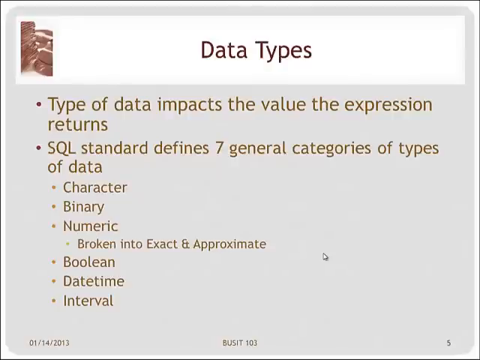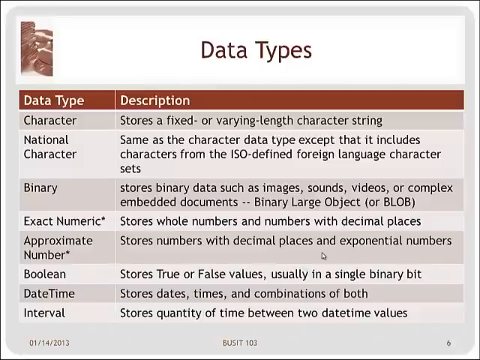The ANSI standard defines 7 general categories of types of data: character, binary, numeric, and numeric is broken into exact and approximate, Boolean, date, time, and interval. These are all shown in your book. It's important that you pay attention to these. There's also a short synopsis of data types within the lecture.